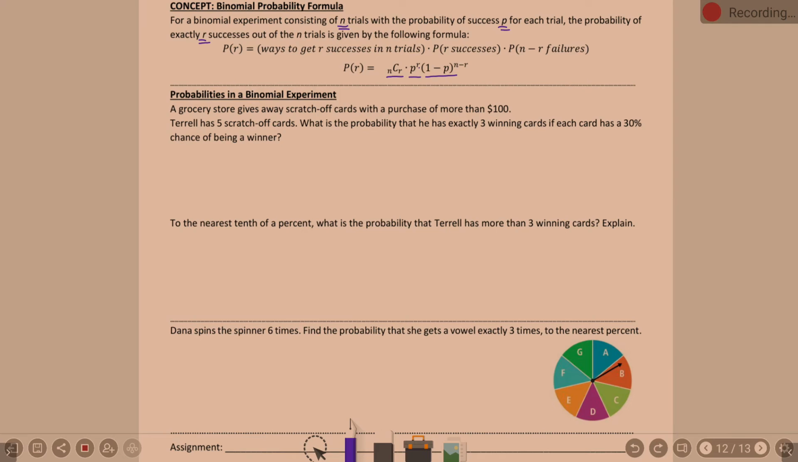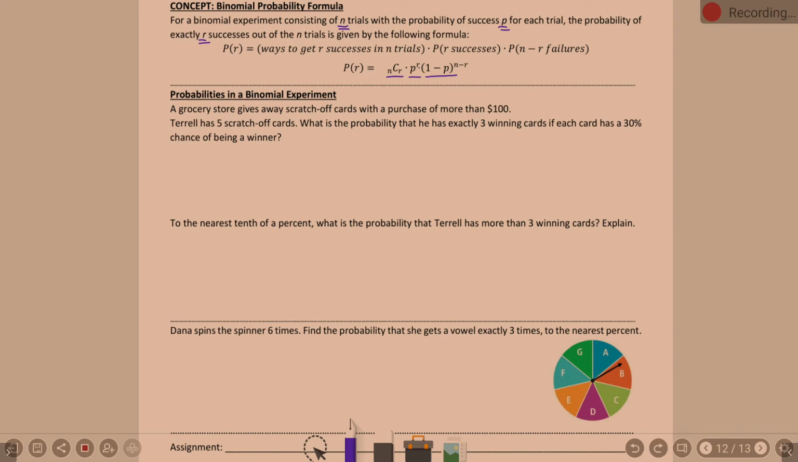I don't know if they would give you one that's not a binomial experiment and ask you to do this, but are there 2 outcomes? Yeah. What are my 2 outcomes? A winning card and a not winning card, right? Are the events independent? Does whether one card wins or doesn't win affect whether the next card wins? No, they're scratch-off cards, guys. Is the probability going to be the same each time? Yeah, you're going to have equal probabilities.